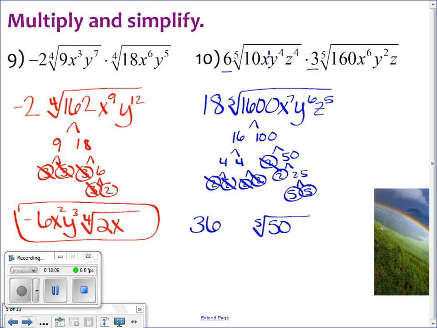All right, so that takes care of our number. And then my x's, how many groups of 5 can I get out of this? Just 1. How many are left over? 2. My y's, how many groups of 5? 1. How many left over? My z's, how many groups of 5? How many left over? So 36xyz, 5th root of 50x squared y. Yes. Remember the index. That'll do it.